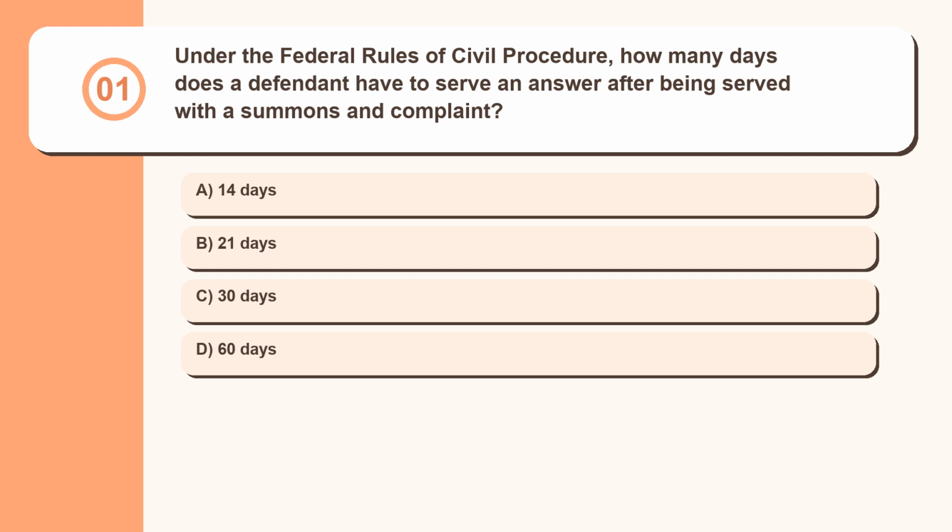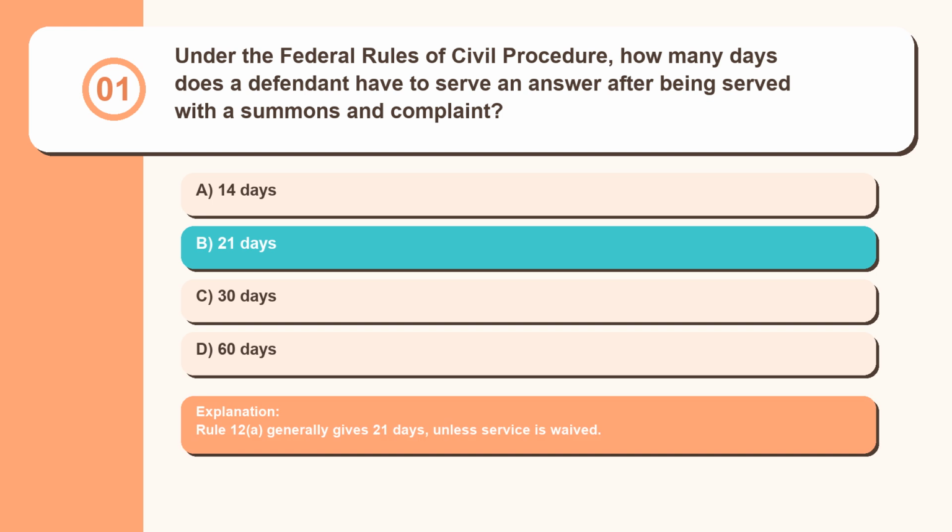New York Bar Practice Test. Question 1. Under the Federal Rules of Civil Procedure, how many days does a defendant have to serve an answer after being served with a summons and complaint? 14 days, 21 days, 30 days, 60 days. Rule 12(a) generally gives 21 days, unless service is waived.